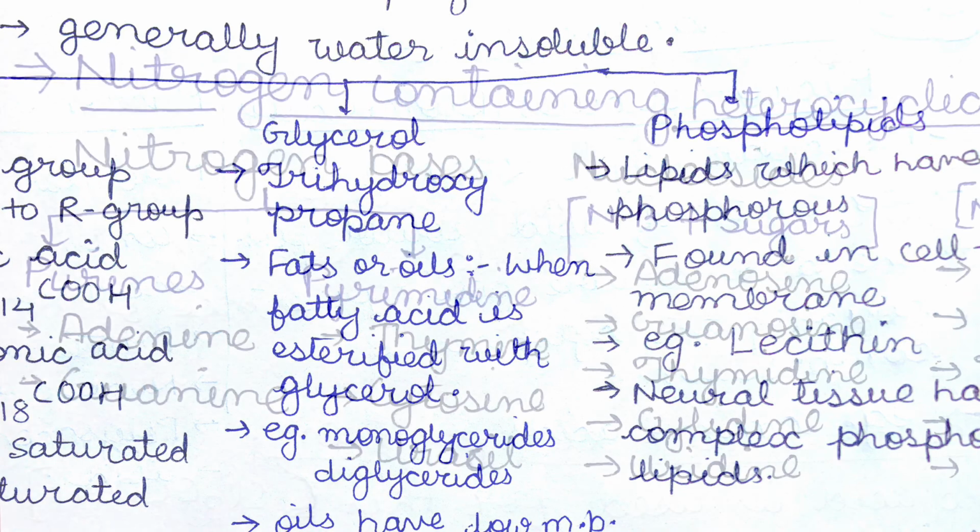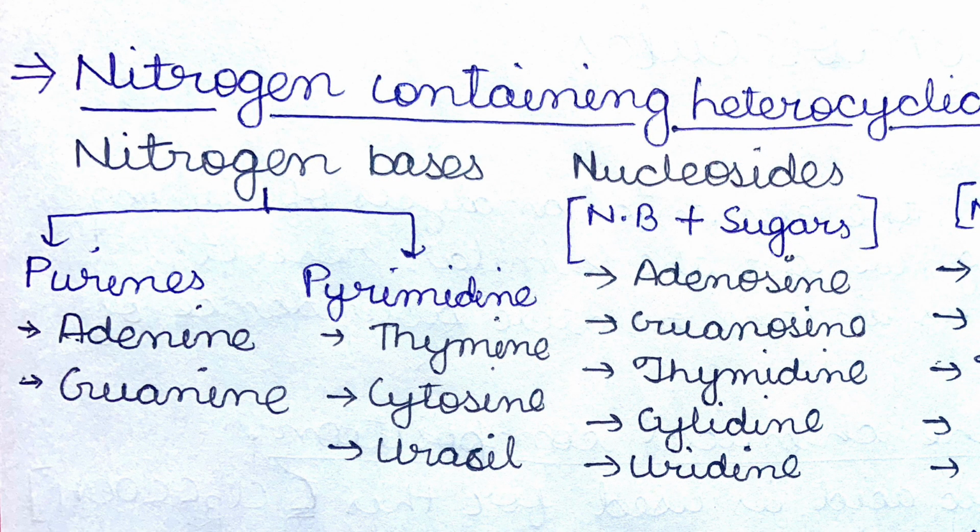Next is nitrogen bases. They are of two types, purines and pyrimidines. Purines include adenine and guanine. Pyrimidines include thymine, cytosine, and uracil.